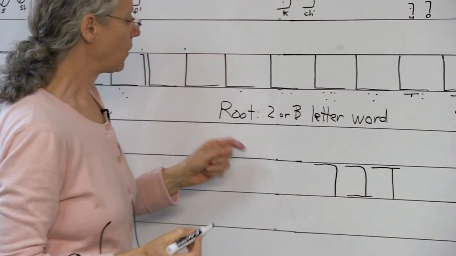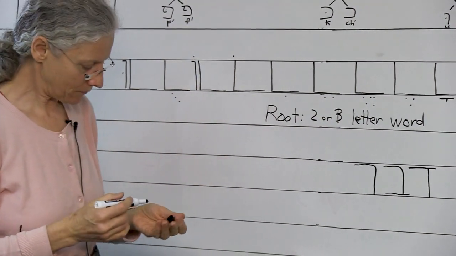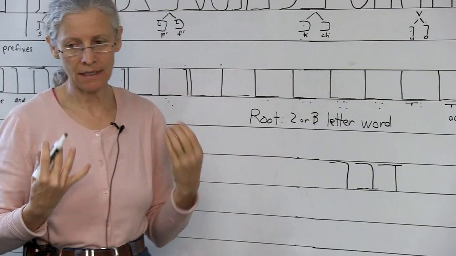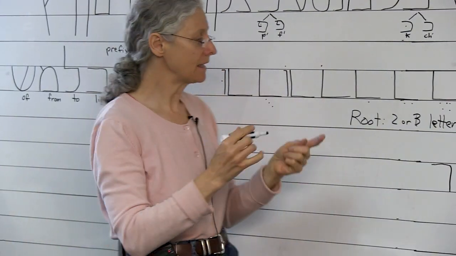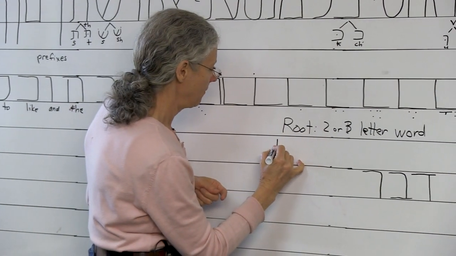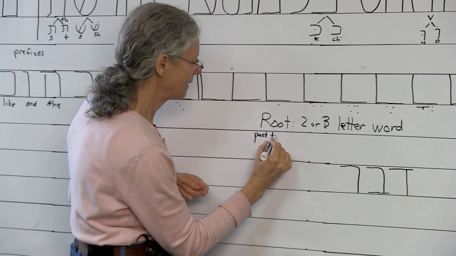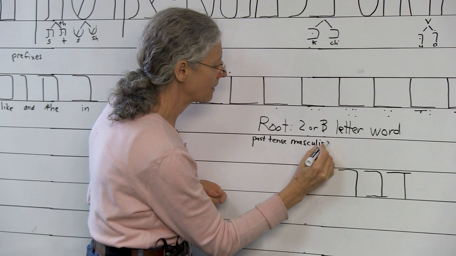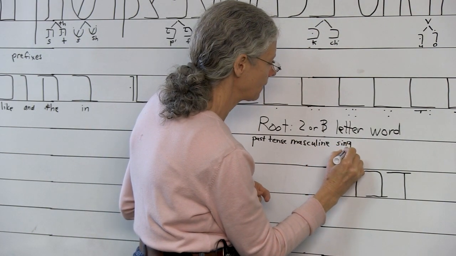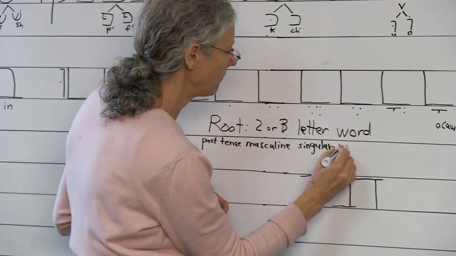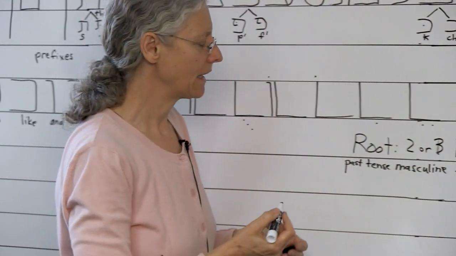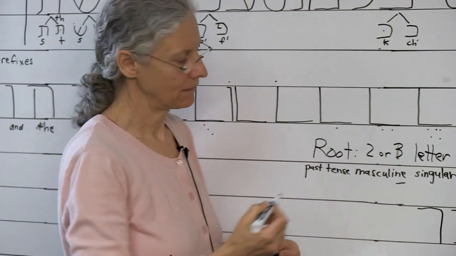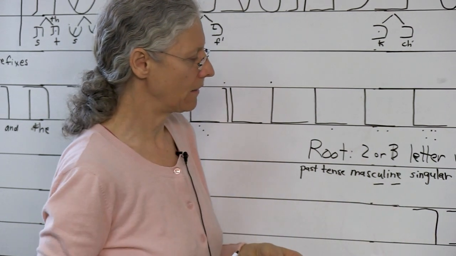Okay, so Resh. All righty. So when you write out a root, you're going to be writing out 2 or 3 letters. And the way it's traditionally pronounced is the past tense masculine singular verb. You'll get used to it after a while. That's the simplest verb to pronounce, and it's always pronounced with the ah patach. All the syllables are pronounced with the ah patach, okay?